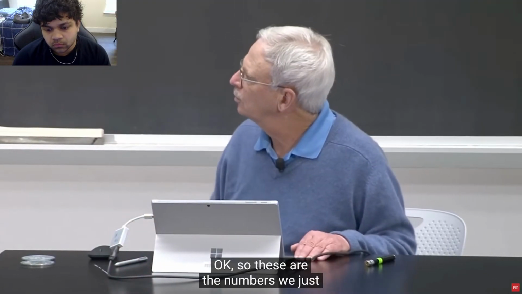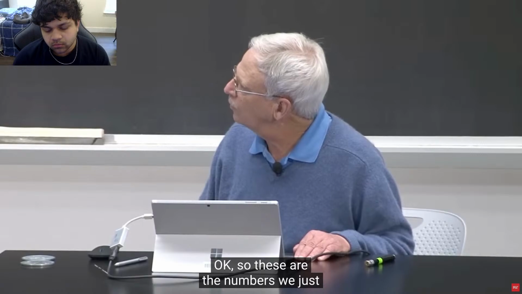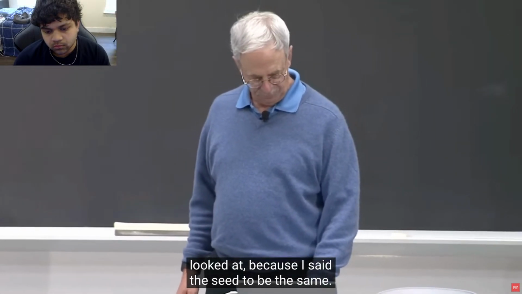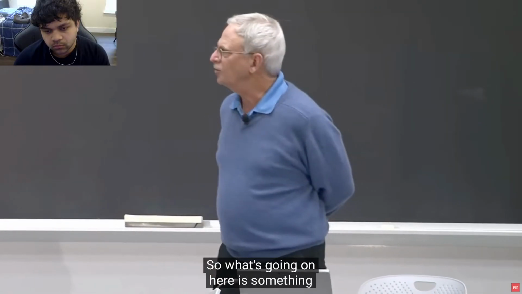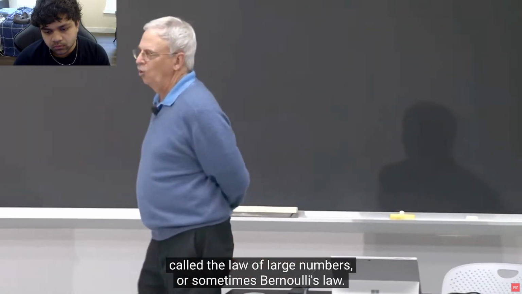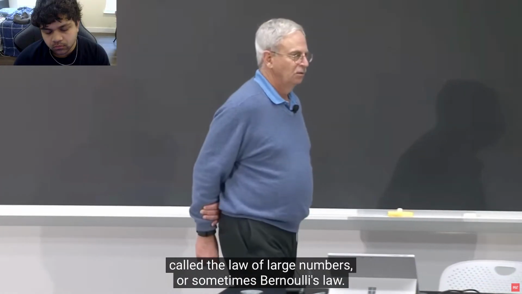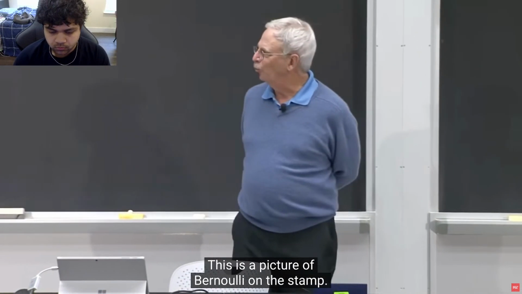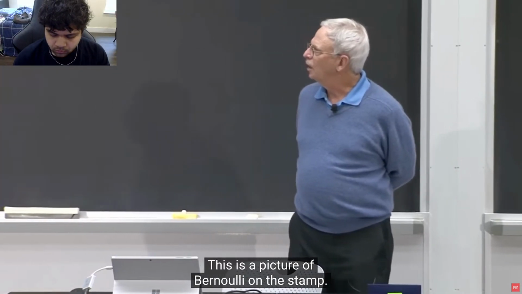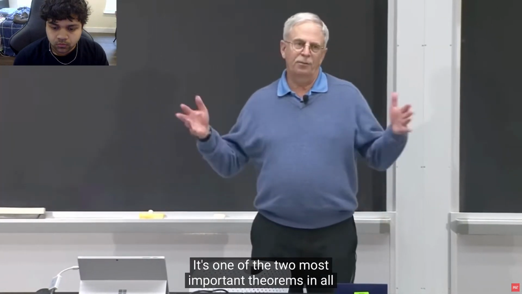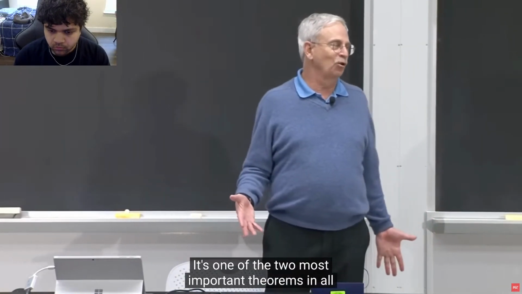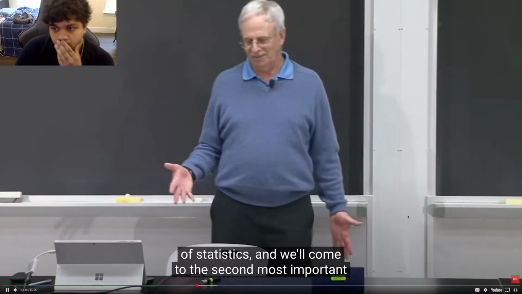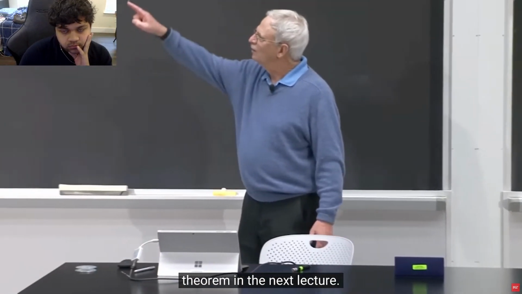OK, so these are the numbers we just looked at, because I'd set the seed to be the same. So what's going on here is something called the law of large numbers, or sometimes Bernoulli's law. This is a picture of Bernoulli on this stamp. It's one of the two most important theorems in all of statistics, and we'll come to the second most important theorem in the next lecture.